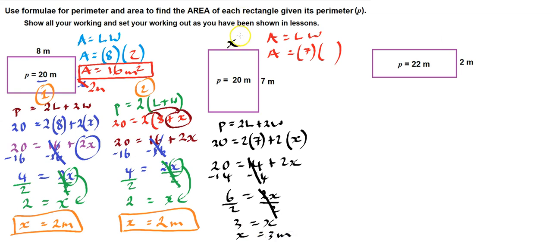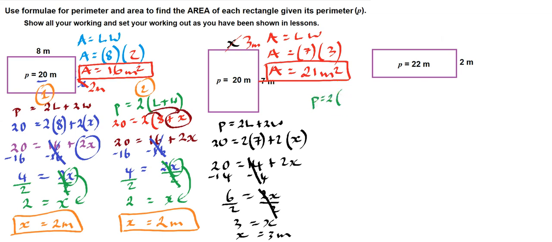So I now know that x equals 3 meters, and I now know that the width is 3. So area equals 7 times 3, which is 21 meters squared because it's area. Okay, if I had used the other formula, it would have worked out like this.